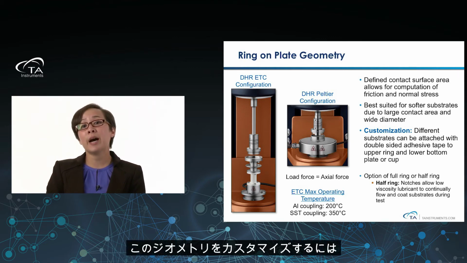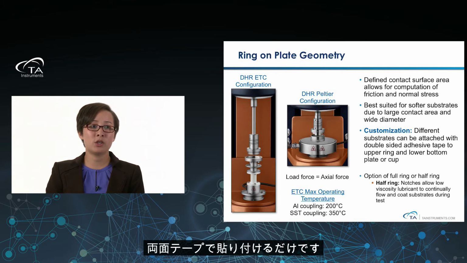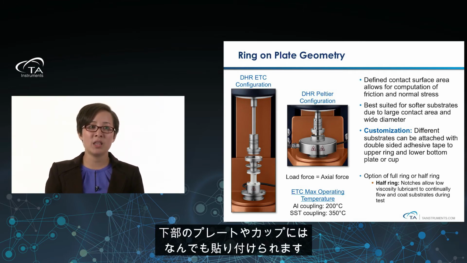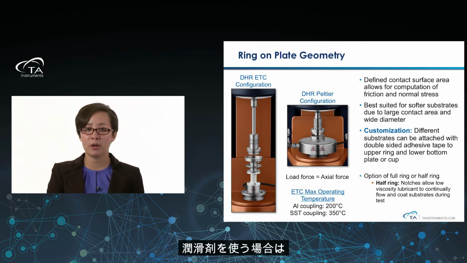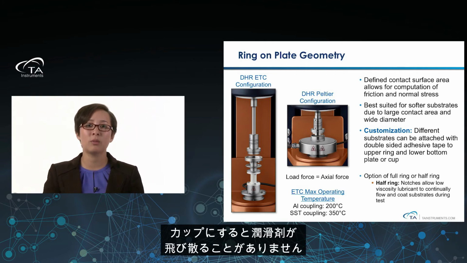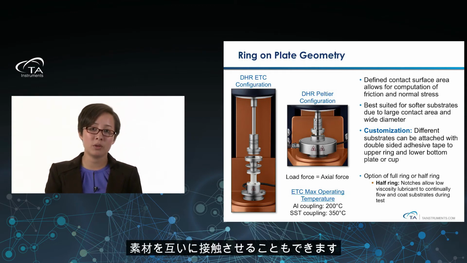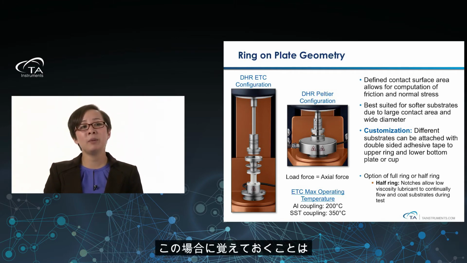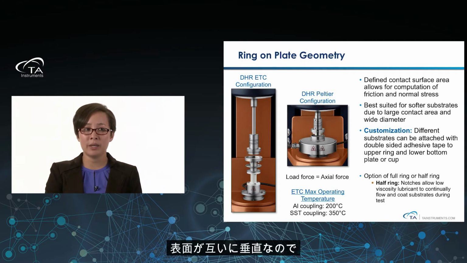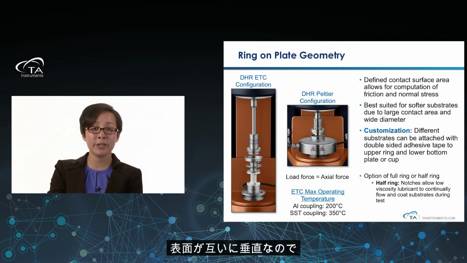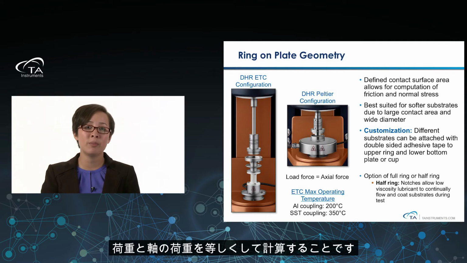The way that you would customize this geometry is simply to adhere or attach, maybe using double-sided tape, anything to the bottom plate or cup, whether you have lubricant, then you have a cup so the lubricant doesn't fly off everywhere. Or you can adhere it even to the surface of the ring and put those materials in contact with one another. But the thing to keep in mind is that in this case, because our surfaces are perpendicular to one another, the load force is going to be equal to the axial force that we're calculating.